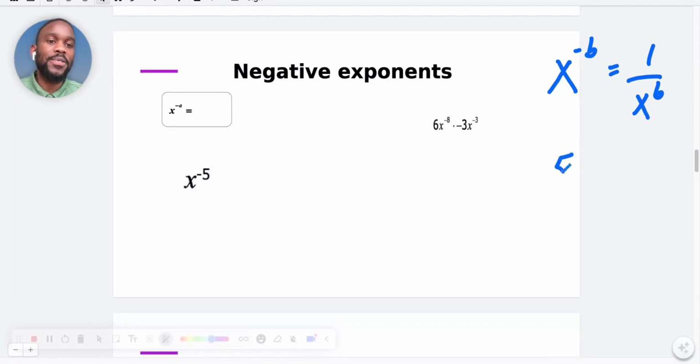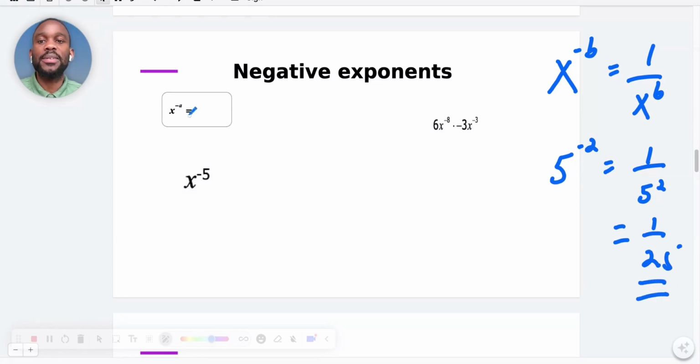So if I have 5 to the power negative 2, it's the same as 1 out of 5 to the power 2, which is 1 out of 25. So every time you have a negative power, it's the same as the reciprocal. So this is 1 out of x to the power a. So if I have x to the power negative 5, this is the same as having 1 out of x to the power 5. So that's the negative power.